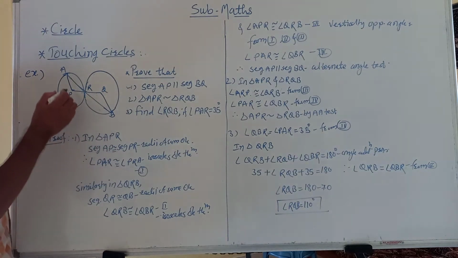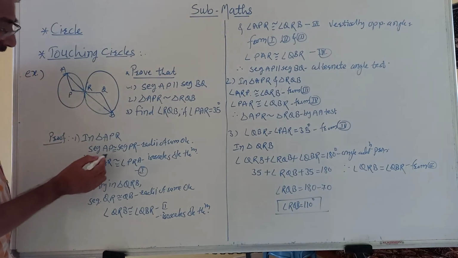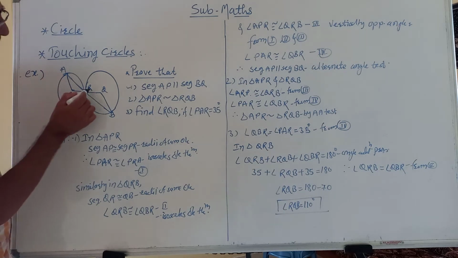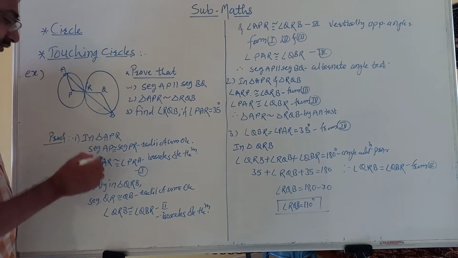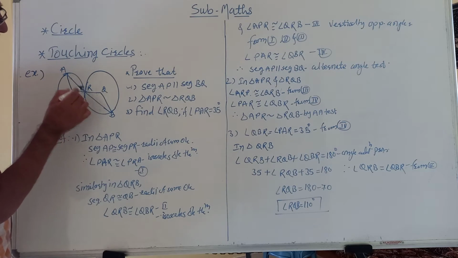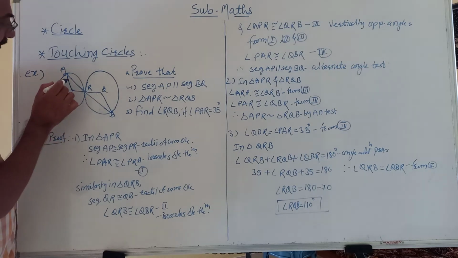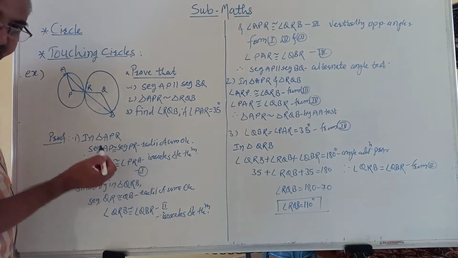So we will see now in triangle APR. If you see this triangle, these two segments are congruent, AP and PR. Why? Because they are radii of the same circle, so congruent. So that's why these two angles are congruent, PAR and PRQ, because this is isosceles. We know that base angles are congruent. Here we write the reason as isosceles triangle theorem.